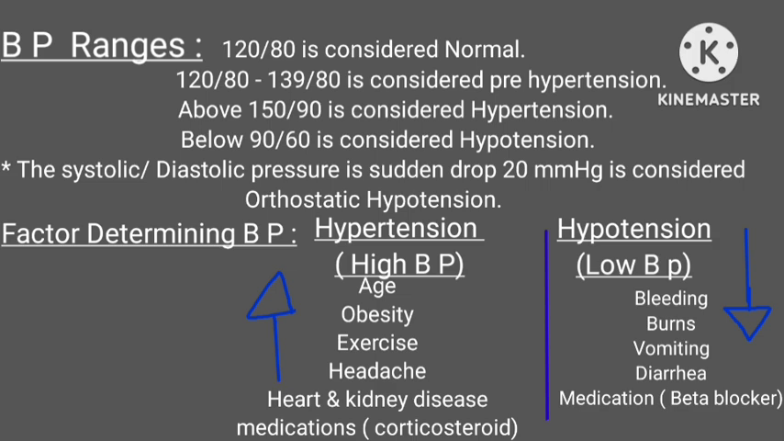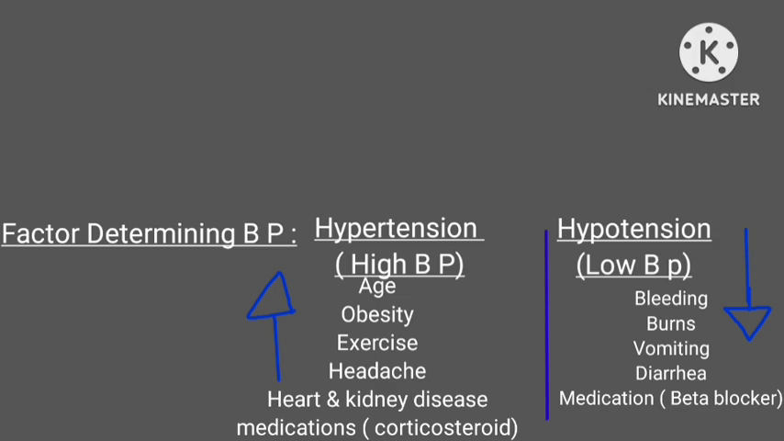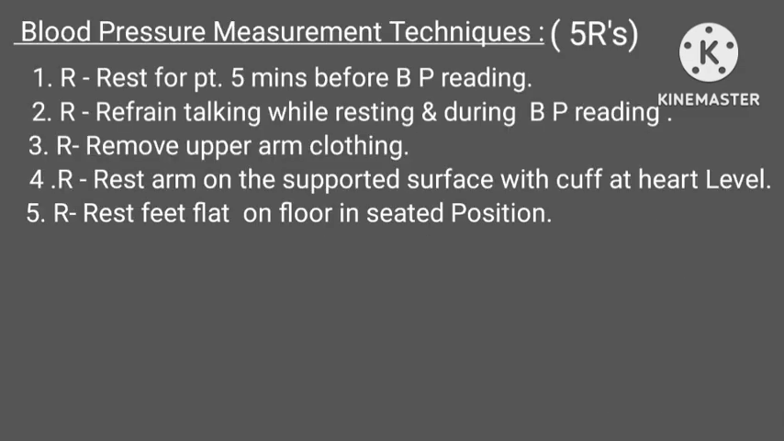Then let's discuss hypotension, meaning low BP: bleeding, burns, vomiting, diarrhea, and medication. Basically beta blocker medication, for example atenolol, metoprolol, propranolol. Then let's discuss the blood pressure measurement technique.